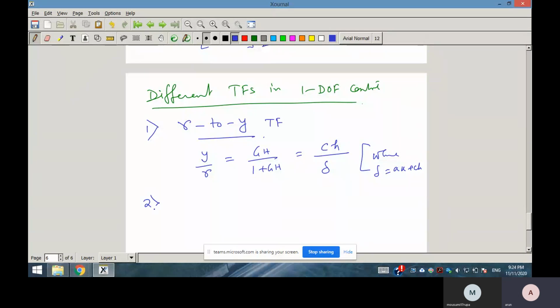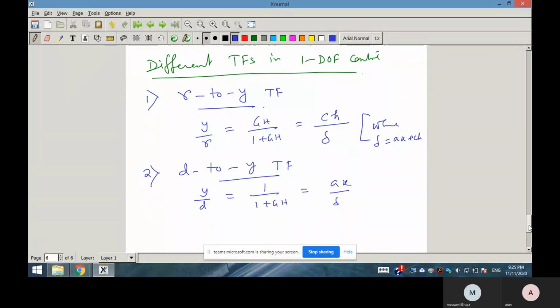Similarly, D to Y. What is the d to y transfer function? Disturbance to output. So y by d transfer function you can write as 1 by 1 plus GH. So this will be equal to AK divided by delta, A(s)K(s) divided by delta(s). So delta(s) is A(s)K(s) plus C(s)H(s).